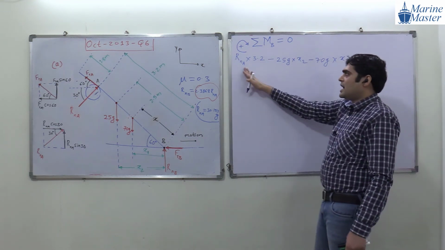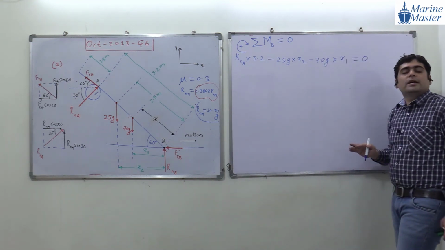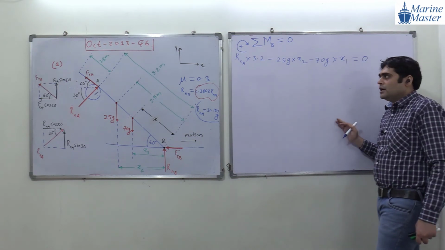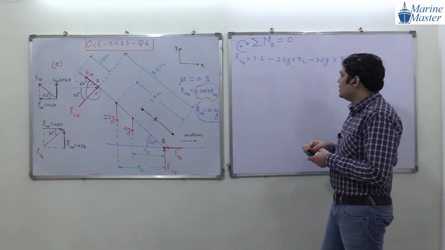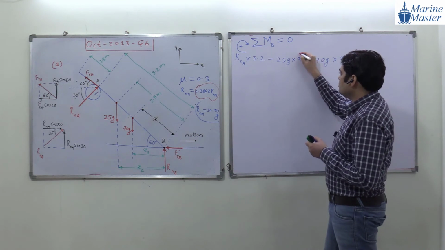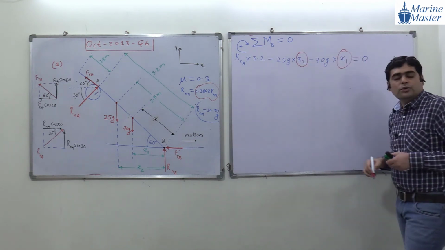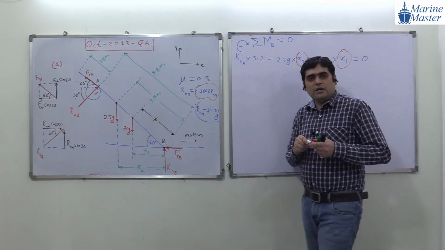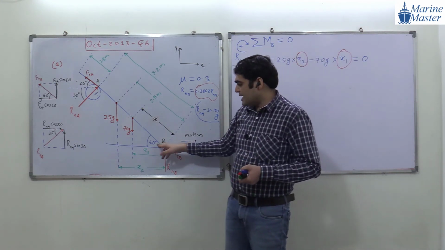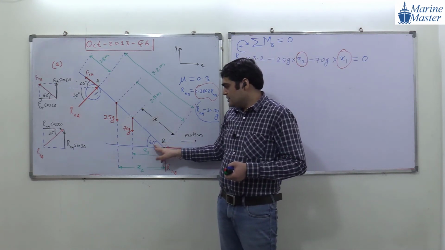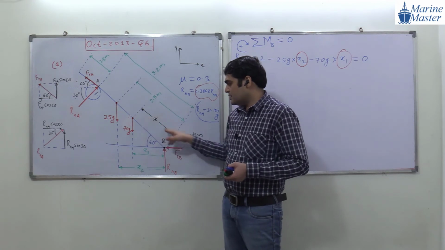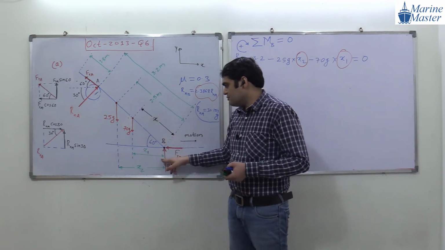These three forces, RNA, 25G and 70G, will come into the picture. Now here this X2 and X1 are unknown to us. So for this purpose, what we are going to do? We have this angle, 60 degrees. This is what? X is the hypotenuse. X1 is what?